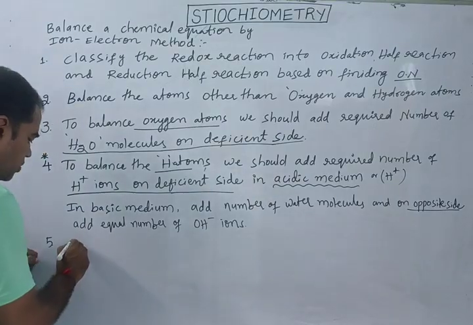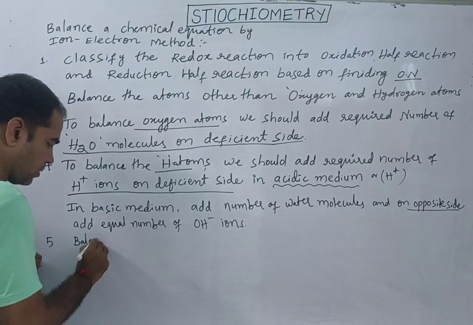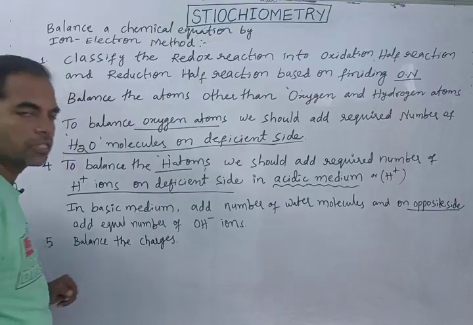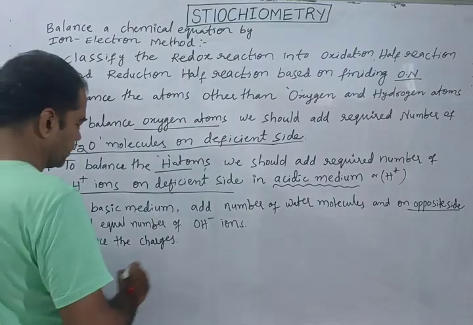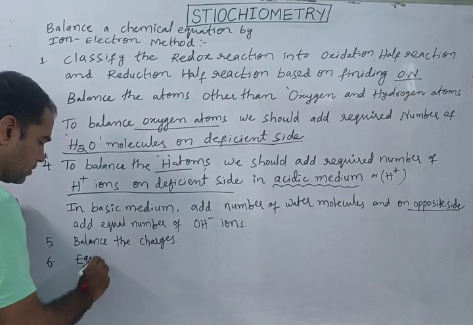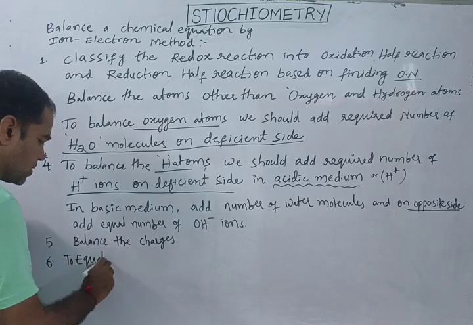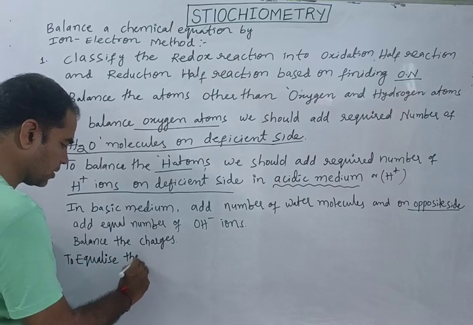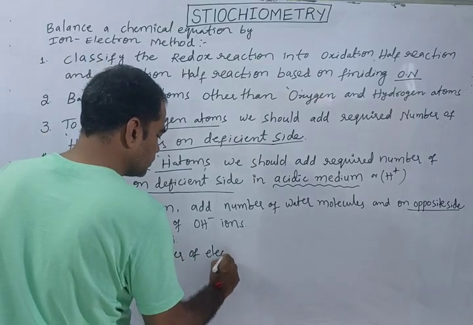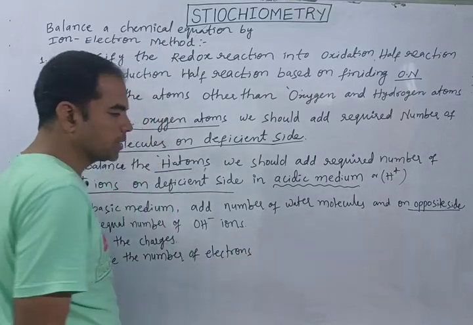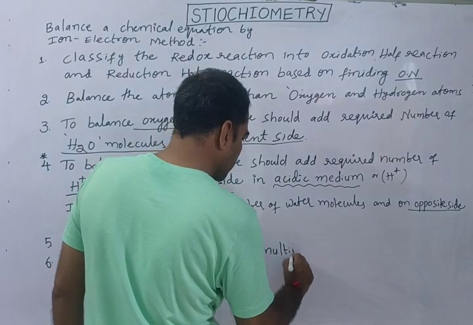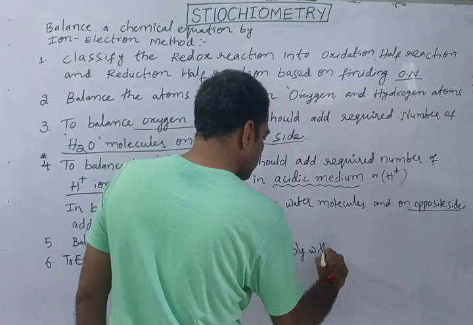Next, balance the charges. Fifth step: balance the charges on both sides, in both half reactions. Next, equalize the number of electrons. To equalize the number of electrons, multiply with a suitable number.